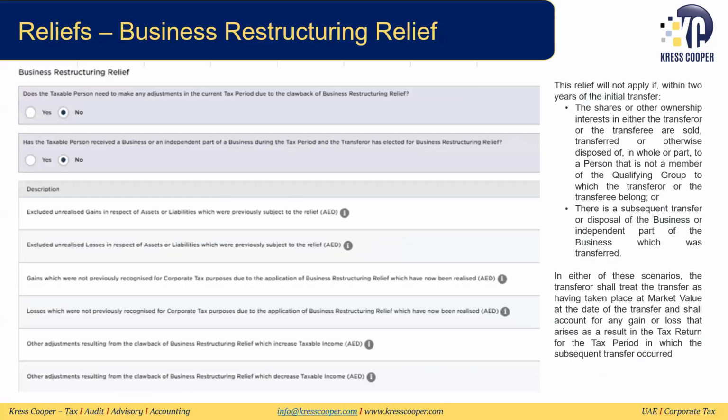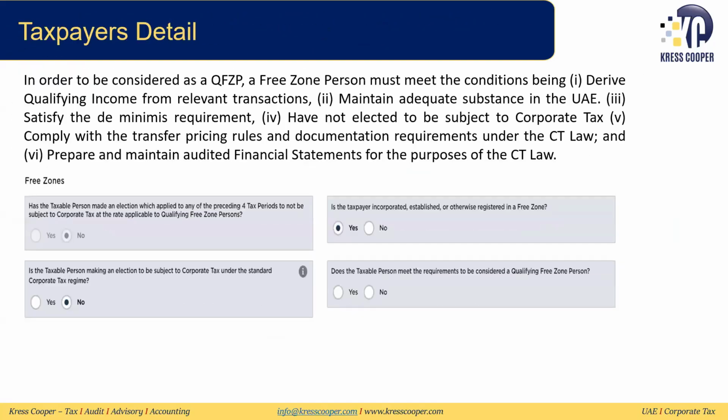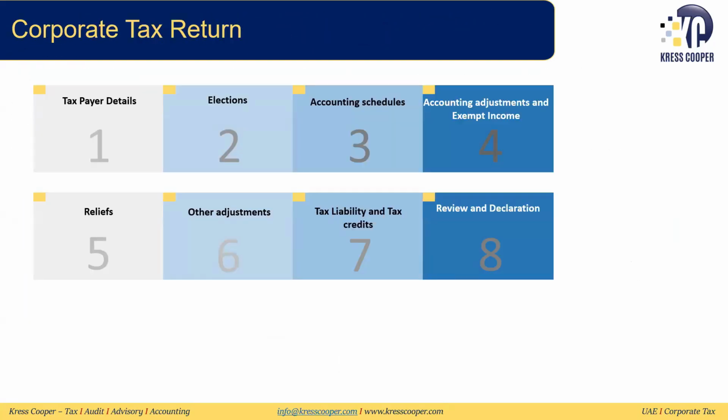So just if I go back to the first slide, we have already now discussed some of the portions. We have discussed the taxpayer detail portion, where we had given the initial information, then the elections we had made there, then the accounting information from the financial statement, then we have made the accounting adjustments, and the adjustments for the exempt income, and we have also given any adjustments for the reliefs that we had elected for. So now I will hand it over to Mahar, who is now going to discuss with you the other adjustments and the tax liability and tax credit, and take you through the rest of the presentation. So Mahar, it is over to you.